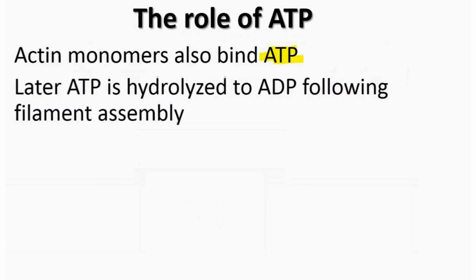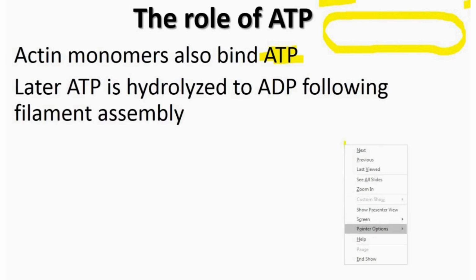Later, the ATP is hydrolyzed to ADP. That is when the filament assembly takes place. So, what would result? Suppose this is the entire filament, you have the plus end or the barbed end followed by the pointed end or the minus end.